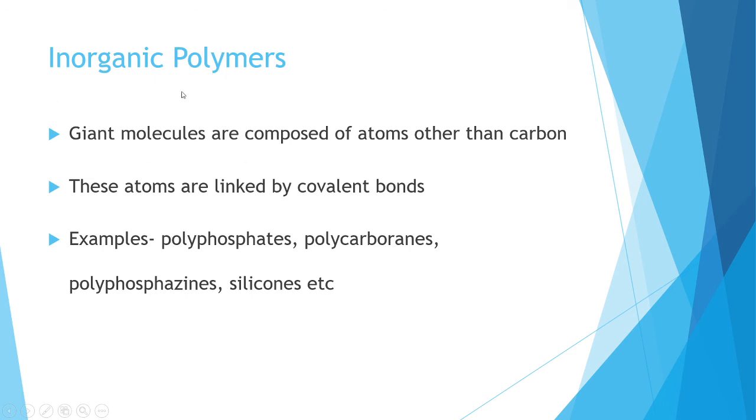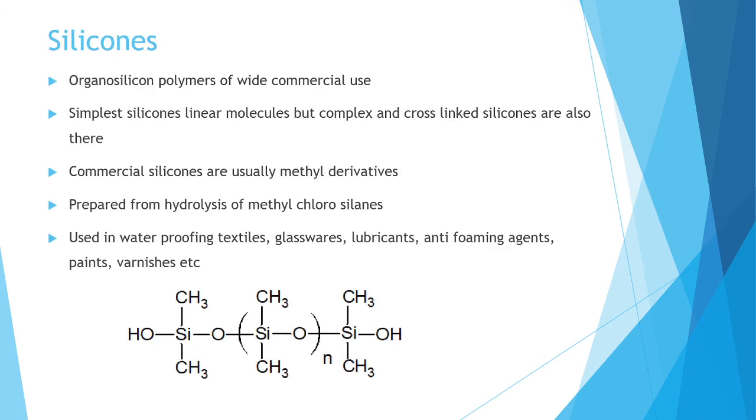Inorganic polymers are giant molecules that are composed of atoms other than carbon, and these atoms are linked by covalent bonds. And examples of inorganic polymers are polyphosphates, polycarbonates, polyphosphazenes, silicones, etc. And now we are studying about one inorganic polymer, silicone. This is the structure of silicone. So here it is silicon, Si, oxygen, Si bond. That is the skeleton of silicone.